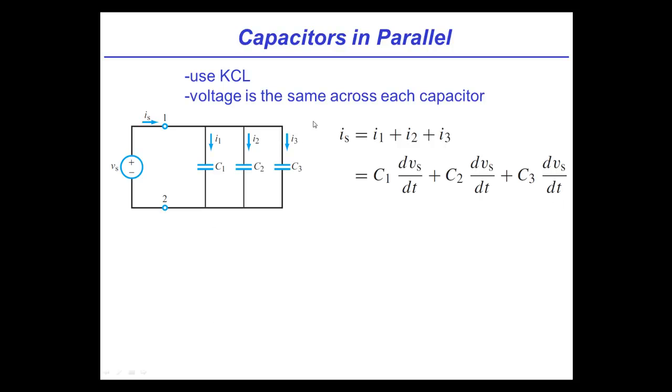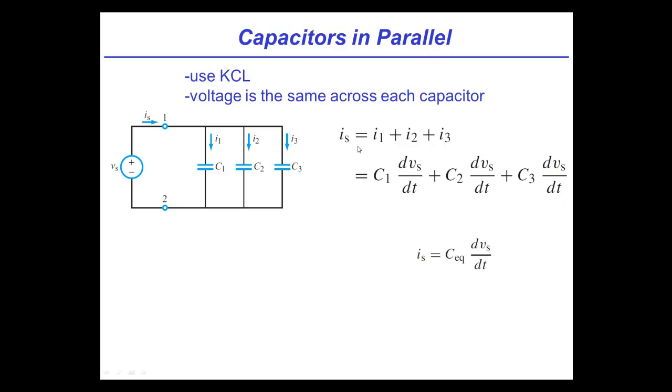same pair of nodes. We can then write IS, the total current, is equal to C1 dVs/dt, the current through capacitor C1, plus the current through capacitor C2, plus the current through capacitor C3. So we see that we have 3 differential terms in our equation. Now, let's put that together. We know, of course, that if we were to replace this with a single equivalent capacitor, we would write it as IS is equal to C equivalent dVs/dt.